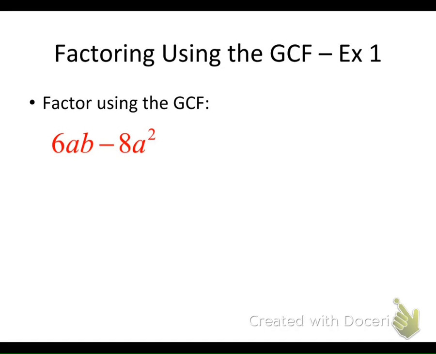So we're going to start off with an example. If you write big like me, you're going to want to write a little bit smaller. So your sheet says factor using the greatest common factor. Right up underneath that to the left, you're going to write 6ab minus 8a squared. Okay? So right up under your first notes.